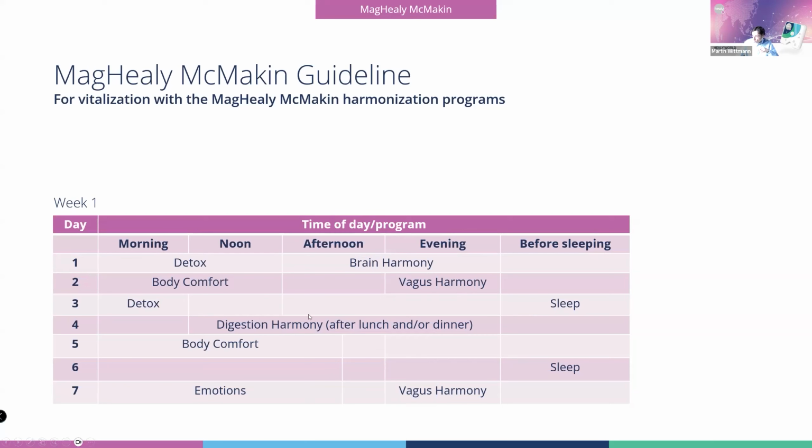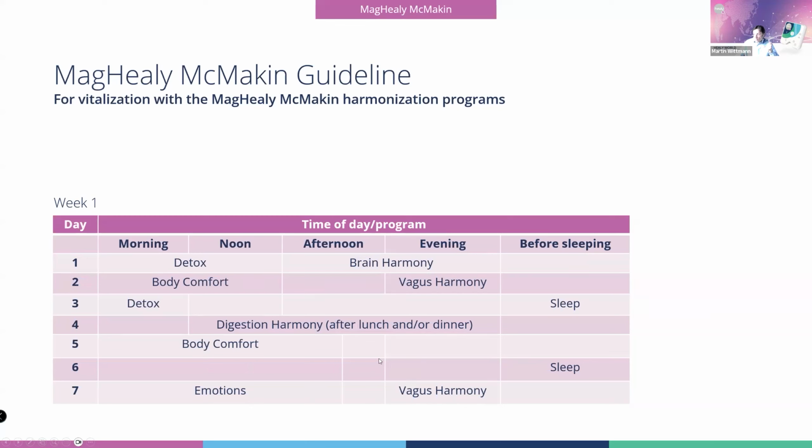Then in the fourth day, digestion harmony. And that's also good that you only use one, because your digestion is pretty complex, so you shouldn't overwhelm your system with too many programs. And body comfort in the fifth day. And in the sixth, you do sleep in the morning. And on the seventh, emotions and vagus harmony.